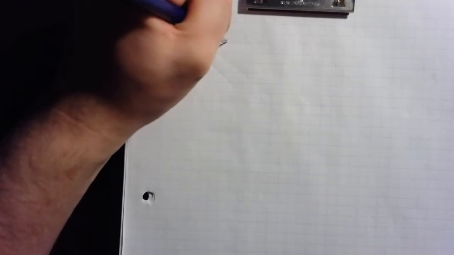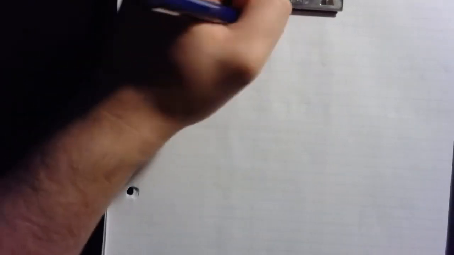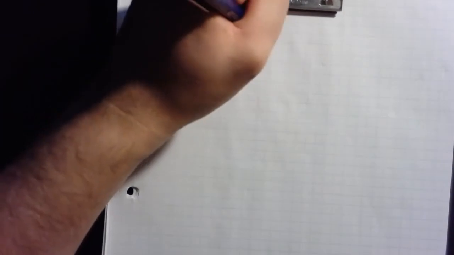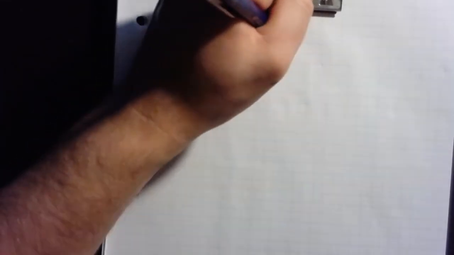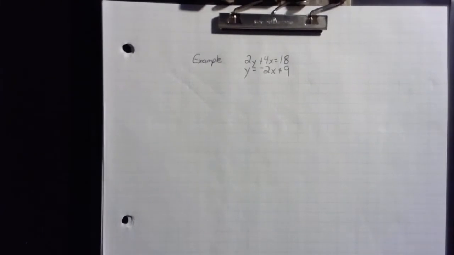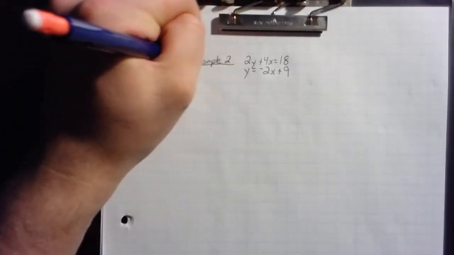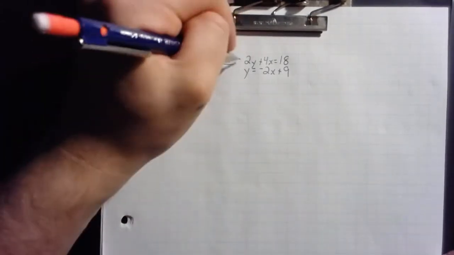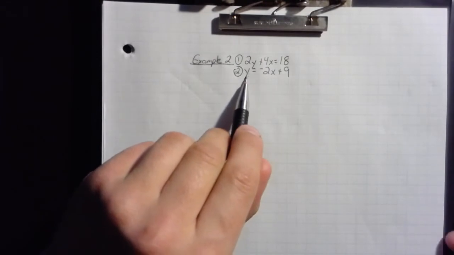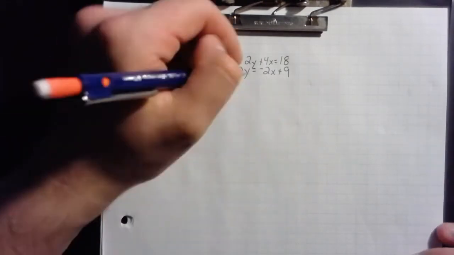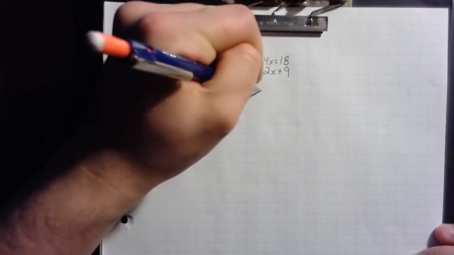Let's look at a second example. So in example 2, I'm going to have 2y plus 4x equals 18 and y equals -2x plus 9. Okay, so example 2. Again, I'm going to label my equations 1 and 2. And because equation 2 is already in the form of y equals something, let's sub 2 into 1.